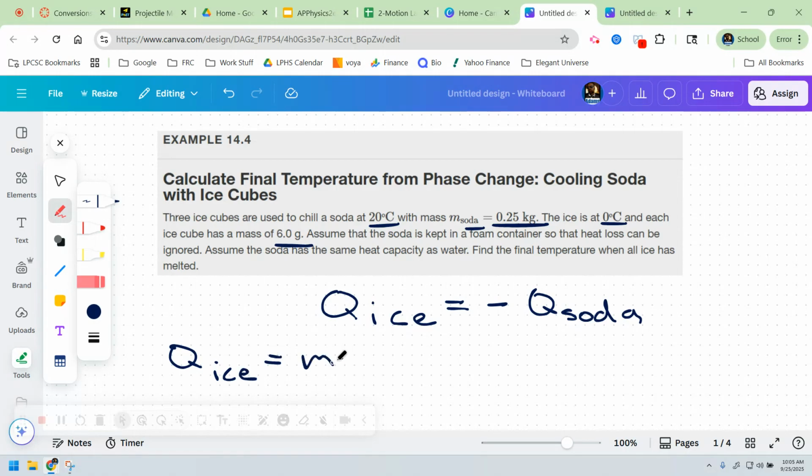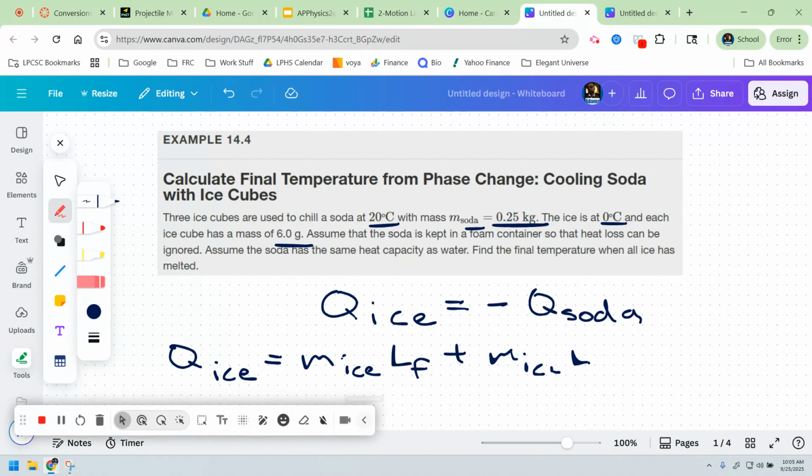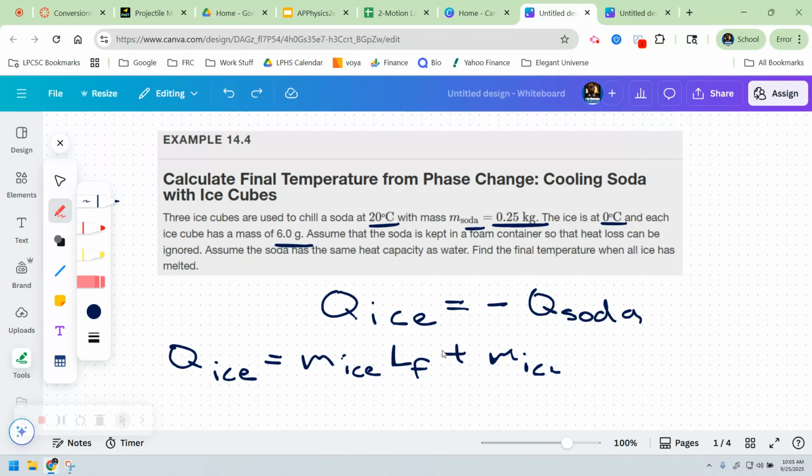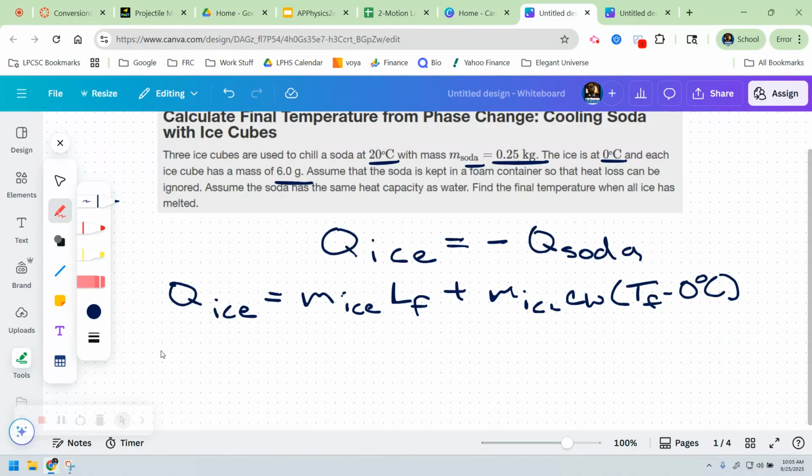the mass of the ice times the latent heat for freezing plus the mass of the ice times, wait, let me back up a little bit. We'll undo that one. Times the specific heat times the change in temperature. Right? And then the heat of the soda is equal to the mass of the soda times the latent heat for freezing of the soda, which we assume is water. That's what they told us to do.